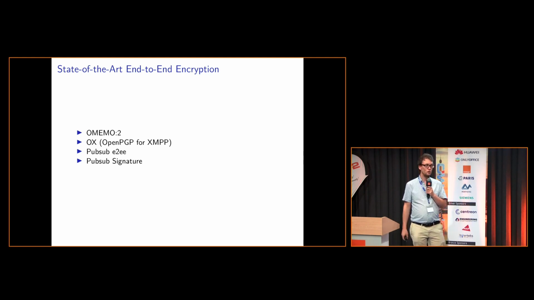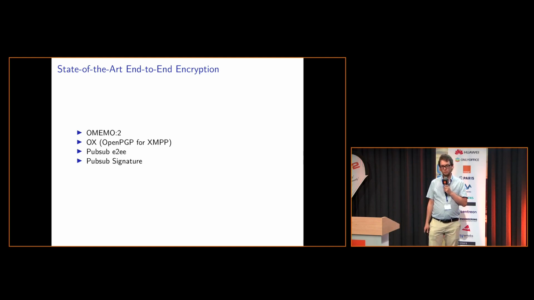And we also implement OX. OX is another way to do end-to-end encryption. Basically, it's OpenPGP for XMPP. It has different properties from OMEMO.